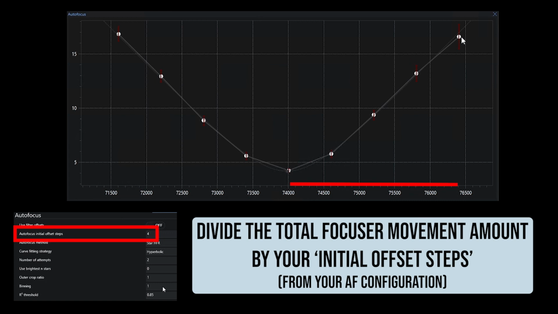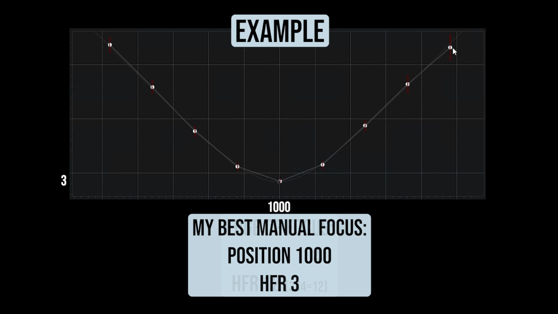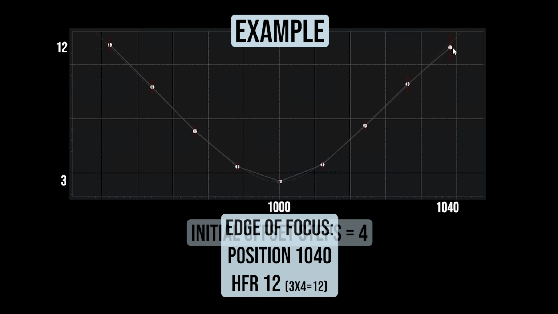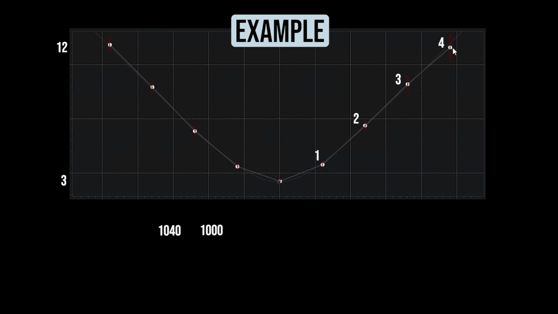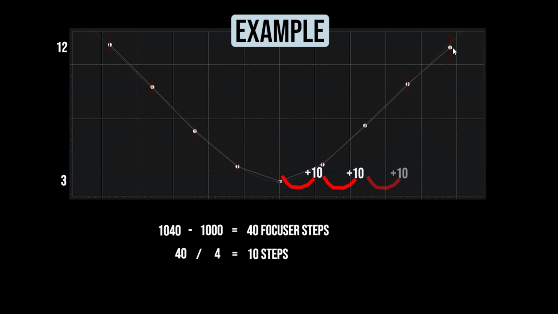The result is a good step size. So if you start at position 1000 on your focuser with an HFR of 3 and move to position 1040 with an HFR of 12, and you have an initial offset step size of 4 in your autofocus configuration, just do the math. 1040 minus 1000 is 40, then divide that by 4 initial steps and you get 10. So 10 is a good starting step size. Now, try an autofocus run.